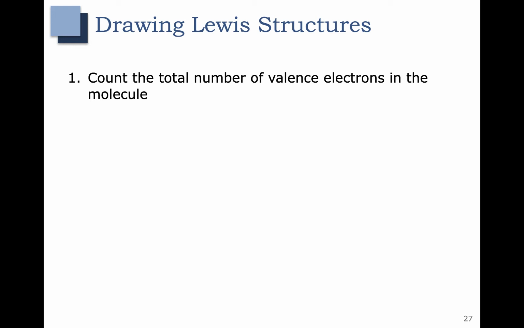Let's say you're given the molecule H4C2. First, you want to count the total number of valence electrons in the molecule. There are 2 carbons. Valence for carbon is 4. So 2 times 4 equals 8. And we also have 4 hydrogens. Valence for hydrogen is 1. 1 times 4 equals 4. So our total valence for this example would be 8 plus 4, or 12.